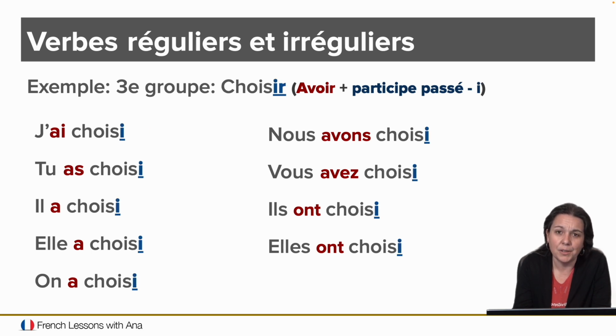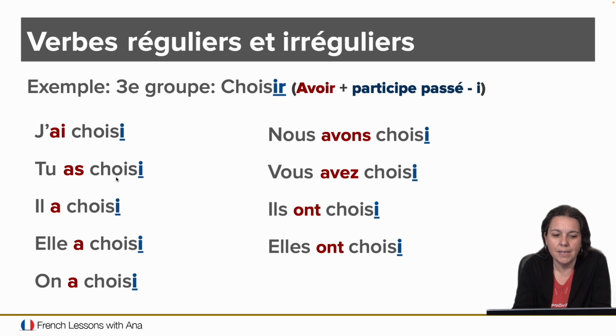Okay? Now let's look at the third one. The third group is the group that ends in IR. And I chose the verb choisir, to choose. It is an avoir verb, okay? And because it's IR, we get rid of that R and we keep the I. It's going to be the same throughout. Notice that it's always the same pattern. It's not that difficult. So, j'ai choisi, I chose.